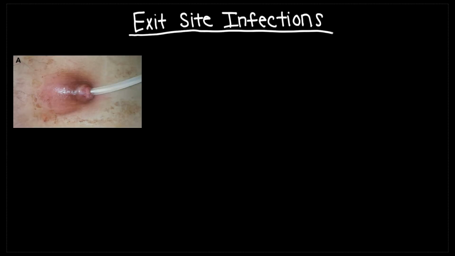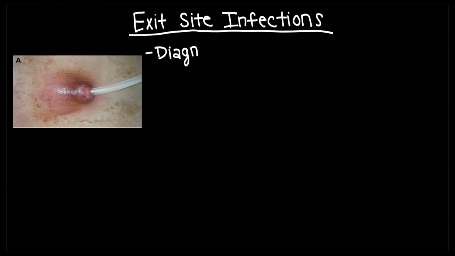Now let's talk about some of the complications associated with PD. The first complication we're going to talk about is exit site infections. Catheters can frequently become colonized with bacteria, which leads to biofilm formation. Infections may involve the exit site alone or involve the tunneled portion of the catheter. These infections will present as increased crusting or erythema surrounding the site with possible serous or purulent discharge. If the tunnel is involved, the patient may have erythema, edema, or induration around the pathway.